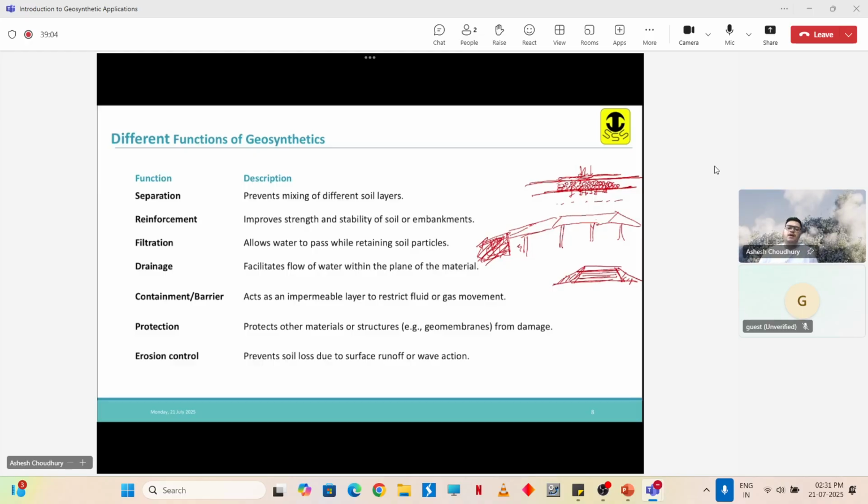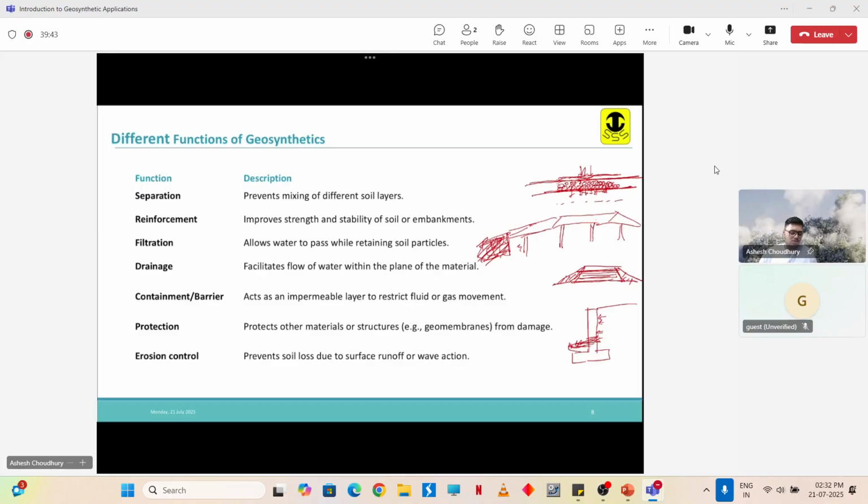Okay, then we have filtration. Filtration means allowing water to pass while retaining soil particles. Now say you have a retaining wall, and you have a few weep drains like this, where water can pass out from the soil. When the soil is wet, we want the water to drain out, because the water pressure is very high, right? If water is there, it will create a lot of extra lateral pressure on the retaining wall, so the retaining wall might fail.